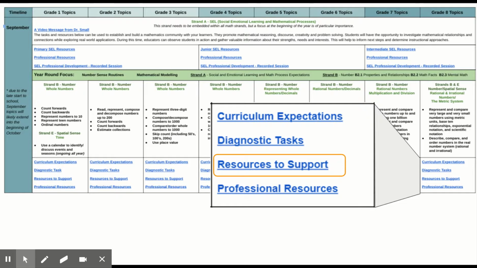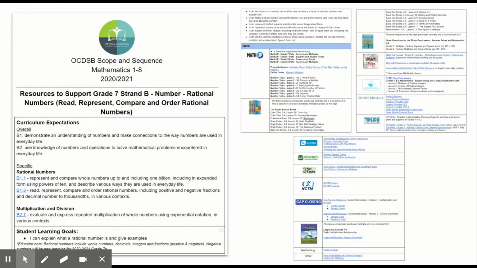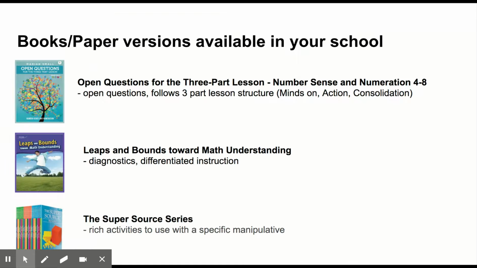In the scope and sequence for grades 7 and 8, under the first learning block for number, you will find a link to the resources to support documents. In this document, you will find a variety of references to digital and physical resources to support the teaching and learning of rational and irrational numbers. These three resources can be found in your school.